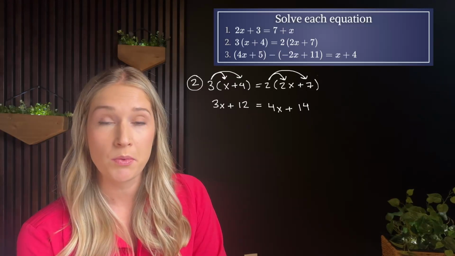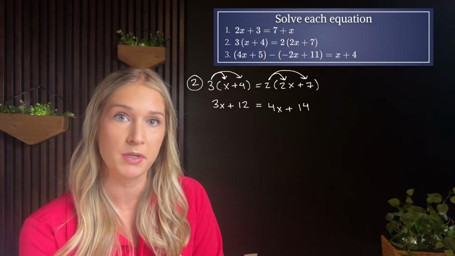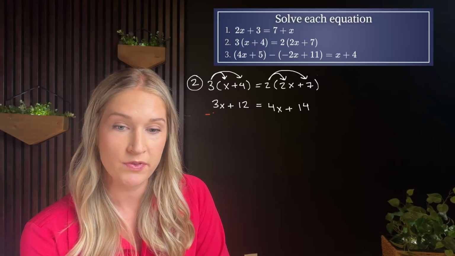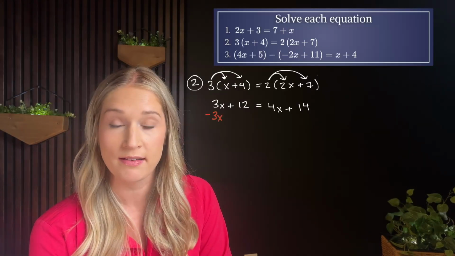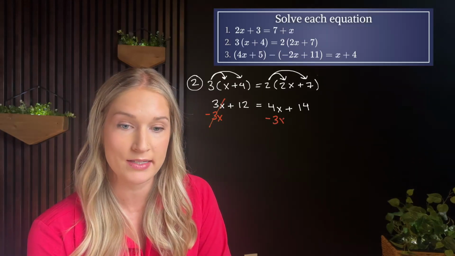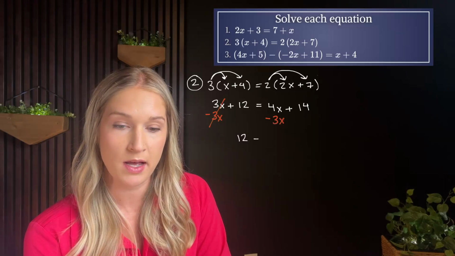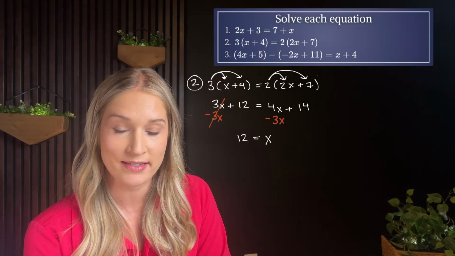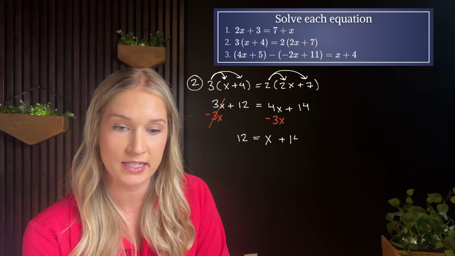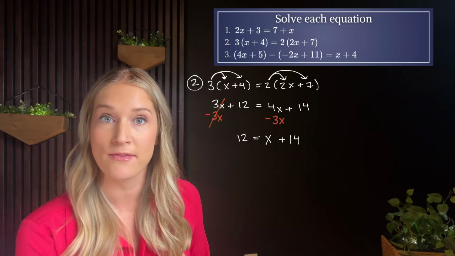So usually what we'll do is we'll keep the bigger one where it is and move the smaller x to be with the bigger one. So I'm going to move the 3x by subtracting it. I have 3 x's and I'm taking all 3 of them away. And on the right-hand side, I subtract my 3 x's. On the left, I have just a positive 12, and on the right now I have x, and then I have plus 14.